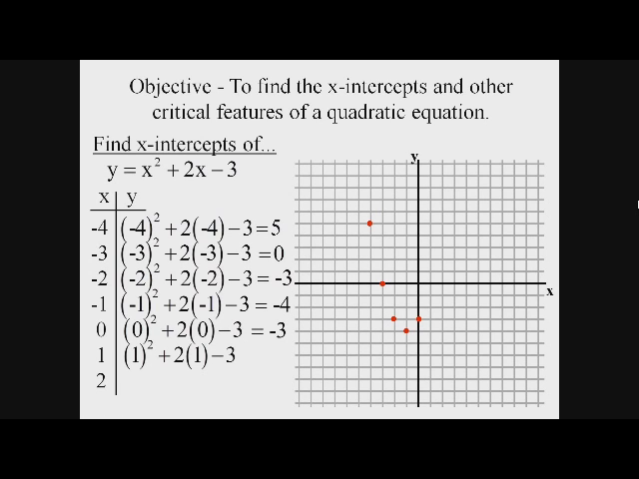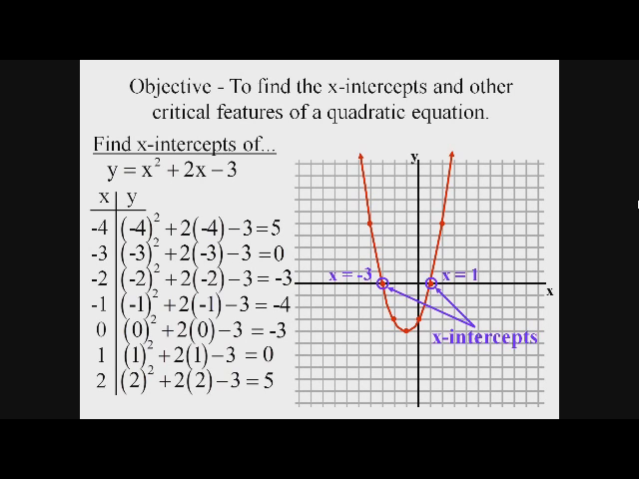Moving on, when you plug in 1, you get 0, which is here. Plug in 2, you get 5. So here's our parabola. Let's talk about the x-intercepts. Looks like the x-intercepts lie at -3 and +1.